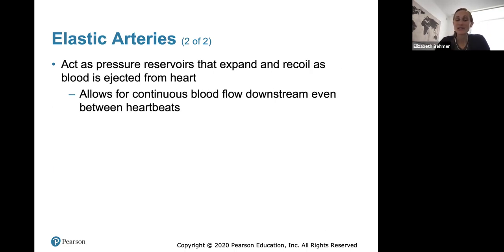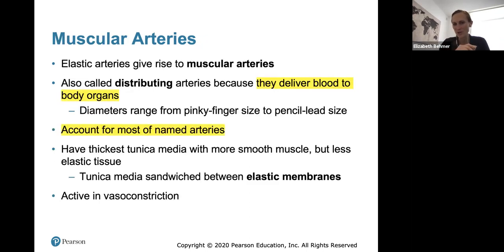Elastic arteries will act as pressure reservoirs that can expand and recoil as blood is ejected because they have elastin in them, and this allows for a continuous blood flow downstream, even between heartbeats. Elastic arteries then become a little bit smaller to give rise to muscular arteries.